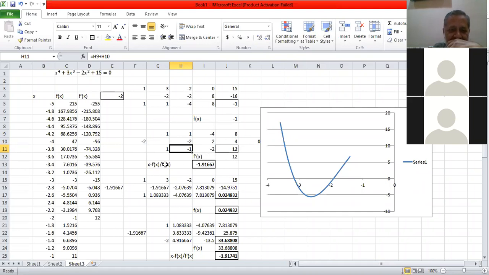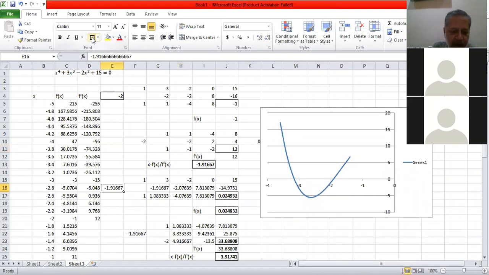So x minus f(x) divided by f prime(x), with x as -2, gives me this number. And this number is my new number that I will use to consider the next steps of synthetic division. So this sheet is an application of the method that we have just described. I'll share this sheet with you in the resources so that you can study this yourself. You can make this sheet yourself. This is just a demonstration.